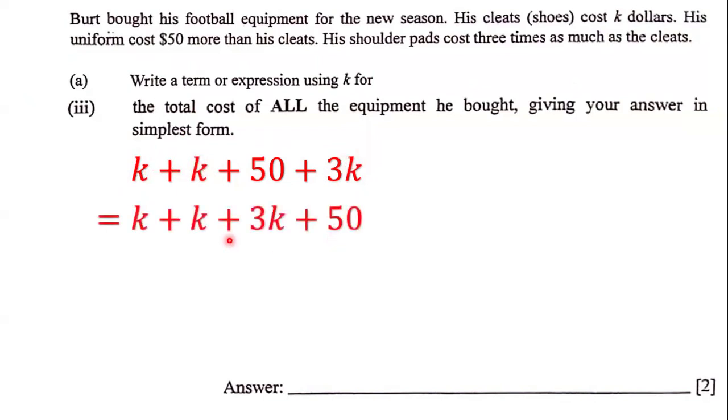And so the first thing we do is we group our like terms. So we have K, K, and 3K. What is that equal to? Well, that's going to be equal to 5K because we have 1K and 1K and 3K. And then you put your plus 50. This expression cannot be simplified any further because these two terms are unlike terms. And so our answer right here is 5K plus 50.